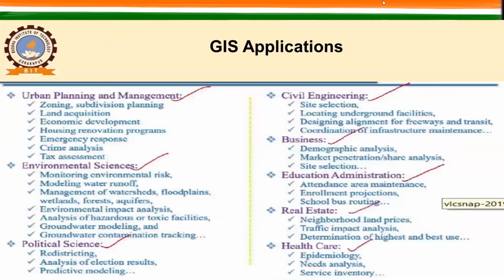So GIS के application में first one is urban planning and management. You can just read this. Then the environmental science, political science, civil engineering, business, education, administration, real estate, healthcare, and there are many more which cannot be listed here because the list is endless. So you can just remember, GIS gives you a flexibility where you can integrate the spatial and geographic data and you can perform a type of analysis. So that is the advantage when we are dealing with the GIS.